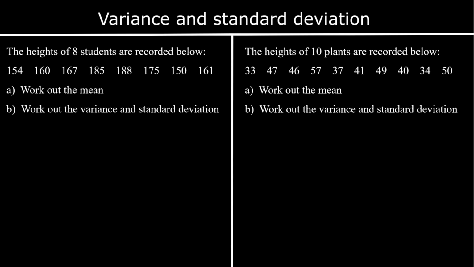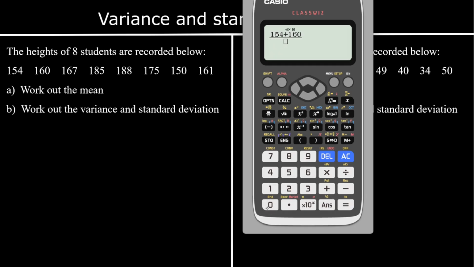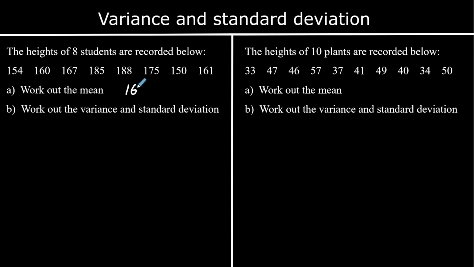The first question, we've got the heights of 8 students. We need to work out the mean firstly. So to work out the mean, we're going to add them all up and divide by how many. So we're just going to type it into the calculator. And we get 167.5. So 167.5 is the mean.